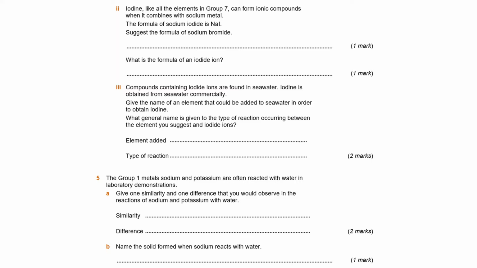Question 5. The group 1 metals, sodium and potassium, are often reacted with water in laboratory demonstrations. Give one similarity and one difference that you would observe in the reactions of sodium and potassium in water. So similarity is, difference is. And B, name the solid formed when sodium reacts with water.